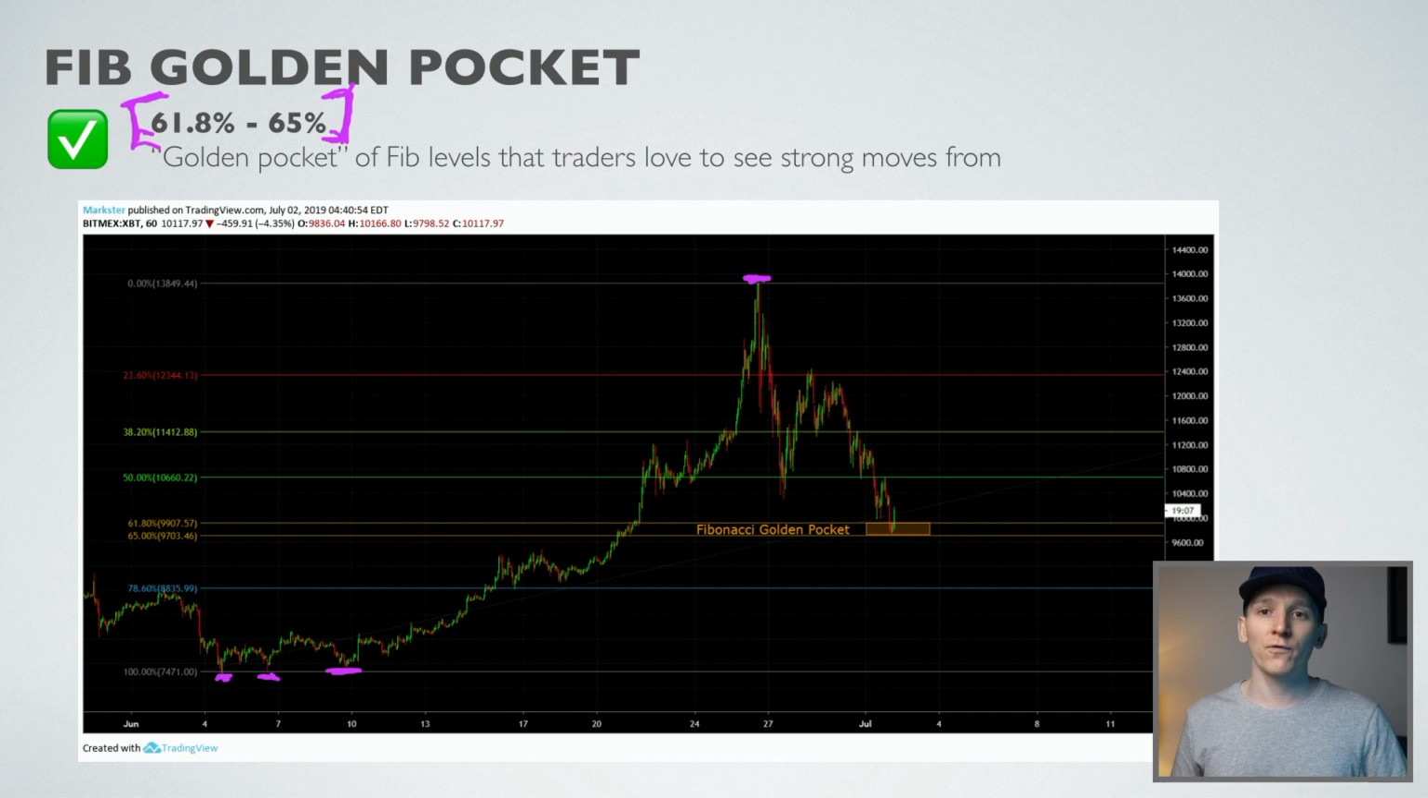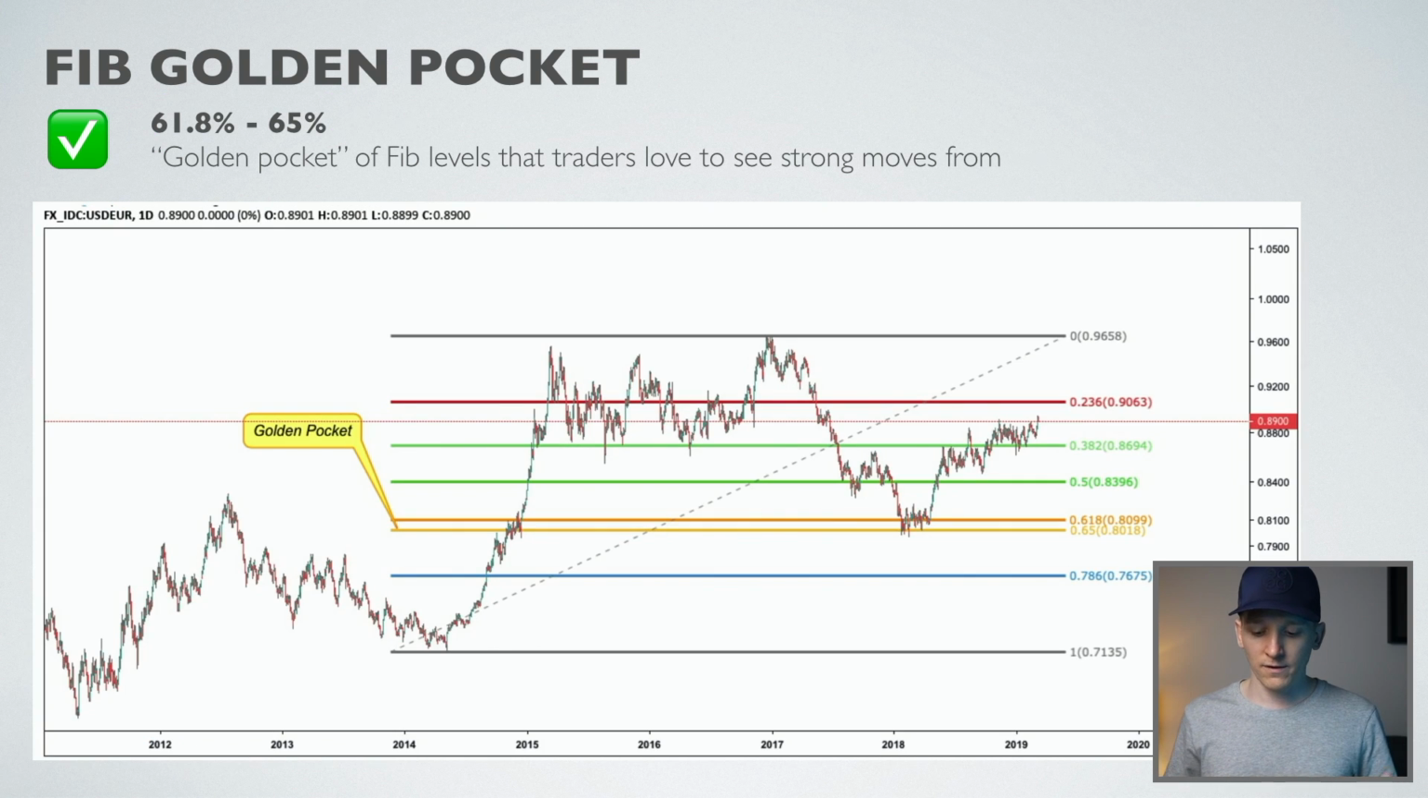Now, this is self-fulfilling because there are so many people that trade on Fibs and they're watching these levels, like, hey, it's in the golden pocket, let's go long. You can read that how you want. Obviously it doesn't always trade here, but traders will look out for this. So if you're using Fibs, this is definitely good to know.